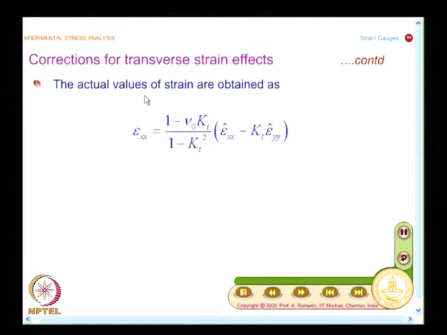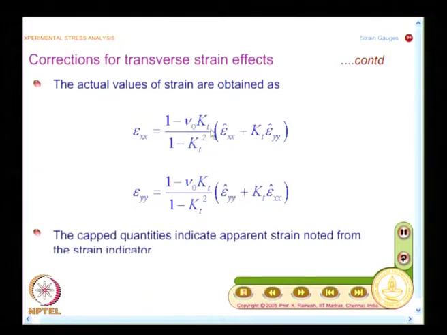So, the actual values of strain are obtained as epsilon x x equal to 1 minus nu naught k t divided by 1 minus k t square multiplied by epsilon x x cap plus k t epsilon y y cap, and these are the values measured by two strain gauges, what the strain meter directly gives.